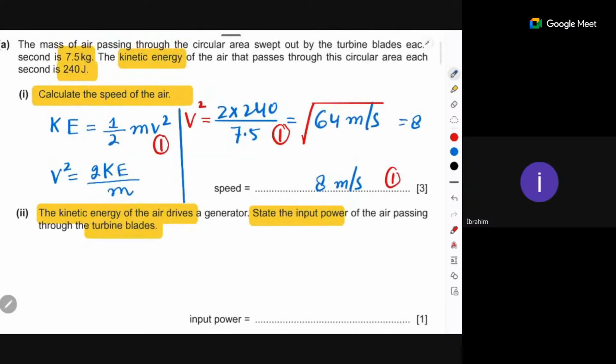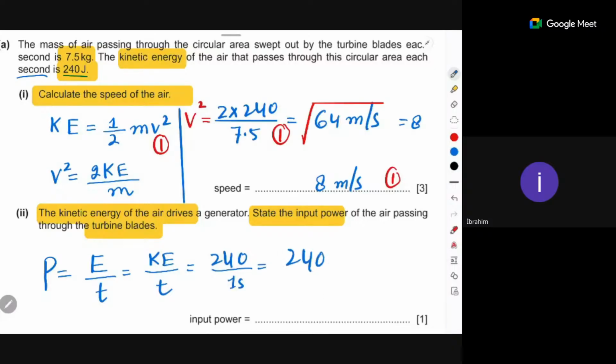Here it was mentioned that the kinetic energy of the air passing through the circular blade is 240 joules in a second. If I define power, what was power? Power is energy divided by time. That energy is basically kinetic energy divided by time, 240 divided by 1 second. So it is 240 joules per second, which is actually 240 watt. Is it clear to everyone? Yes, sir.